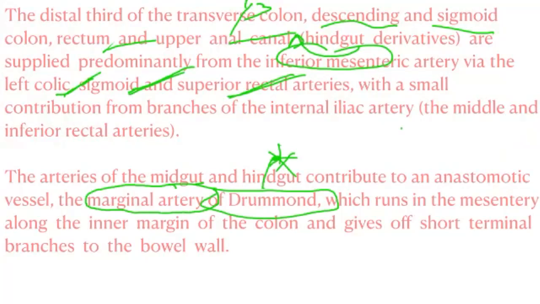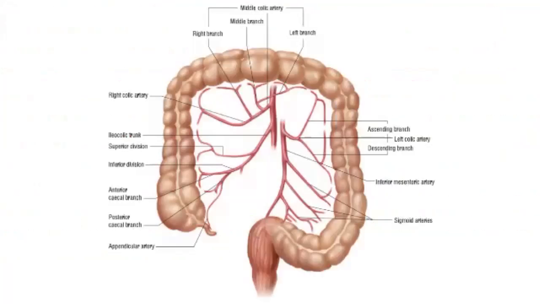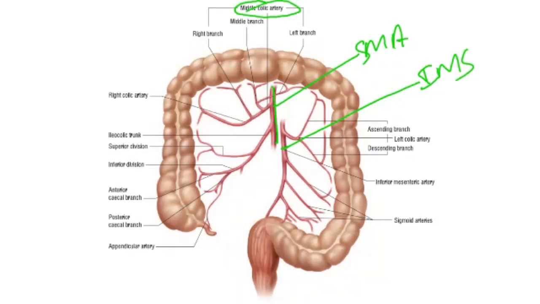See, this is the superior mesenteric artery and this one is the inferior mesenteric artery. The superior mesenteric artery branches are the middle colic artery, right colic artery and iliocolic artery. Whereas the inferior mesenteric artery branches are the left colic artery and sigmoid arteries, right?